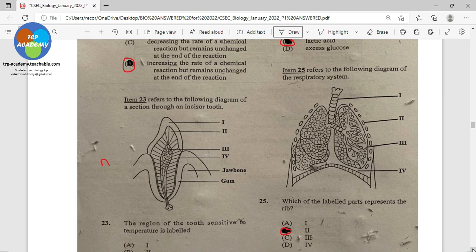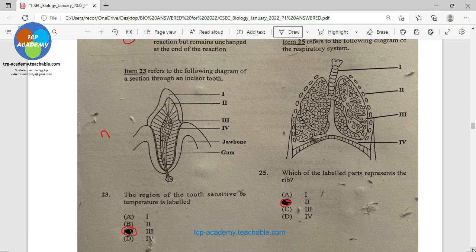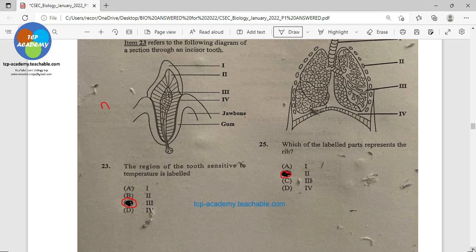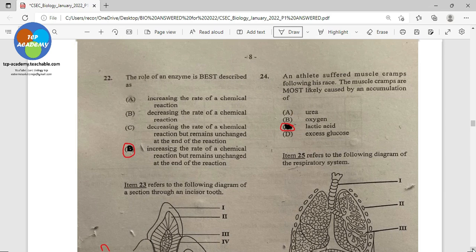Now 23 is a new question and it says the region of the tooth sensitive to temperature is labeled. Now we have the pulp cavity at 3 that is sensitive, but it's also true that the dentine is sensitive. You are going to make your value decision there. As usual, Mr. Wilson never makes all the decisions for you. 24. This is an old question, so you can read on the screen as is. Our answer here is C, lactic acid.